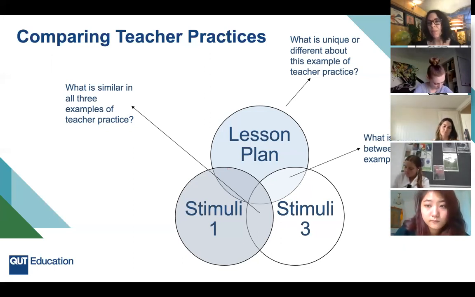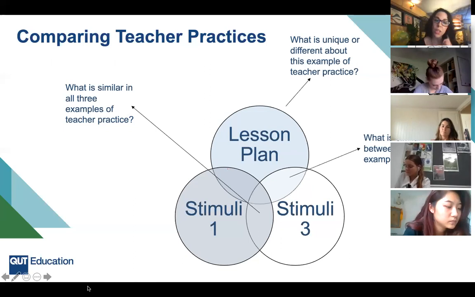I think, was anyone quite shocked by the level of detail in the lesson plans? It's a lot of work. So that's why we say when you go on to placement, make sure that you have time off work, because you can't be working and doing your placement at the same time. That's just not going to be possible.